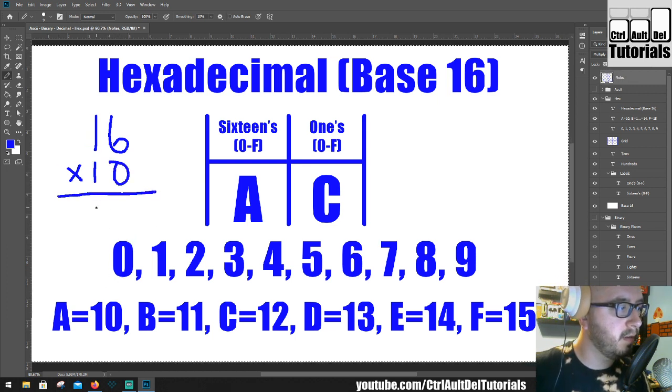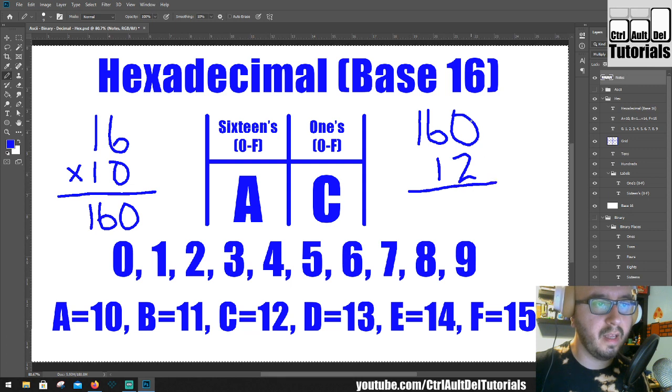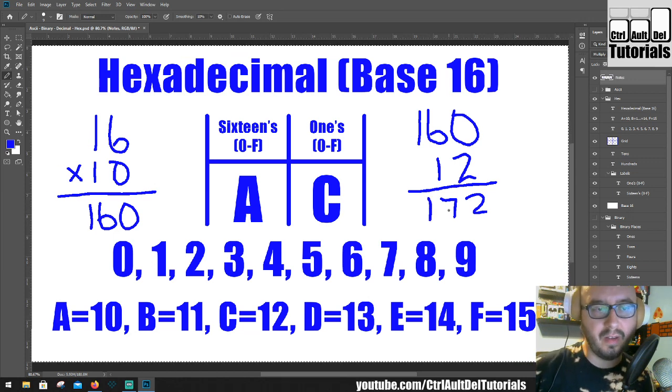Okay, I did that on purpose, so it's one I can do in my head. 160. Okay, so I have 160. And on this side, how many ones do I have? I have 12 ones. So I take 160 and I add 12 to it. Okay, 160 and 12. Okay, got it. 2, got a 7, got a 1. 172, that's the decimal value of this. Okay, so I have the decimal value 172.